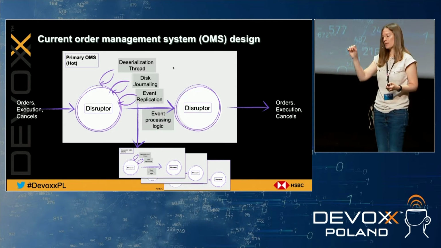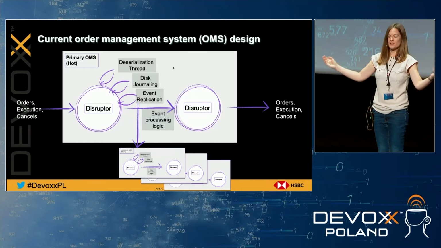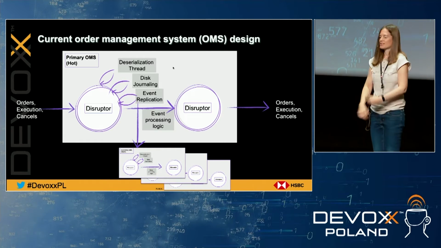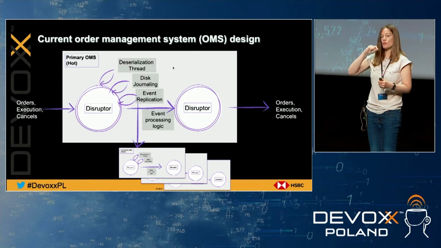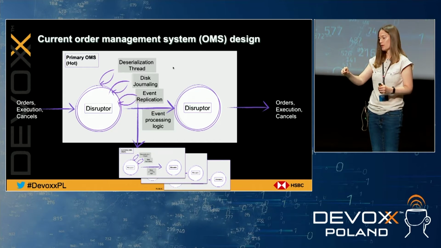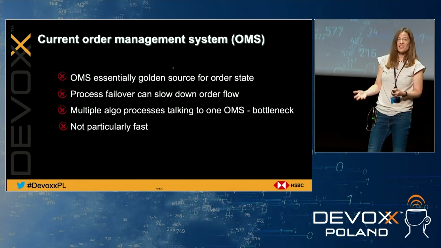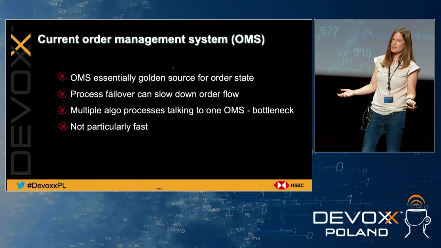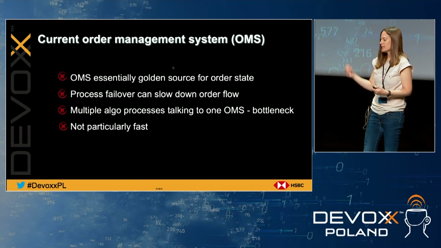The OMS is currently written in a very single-threaded manner. It's super fast, but imagine you have 500,000 market orders and 10,000 paired orders and loads of executions. Potentially, that event to rehydrate state for a process could impact the order flow going through that primary OMS, which is obviously not ideal. I talked about how the OMS has essentially become the golden source for order state, which it doesn't need to be, it's doing too much.